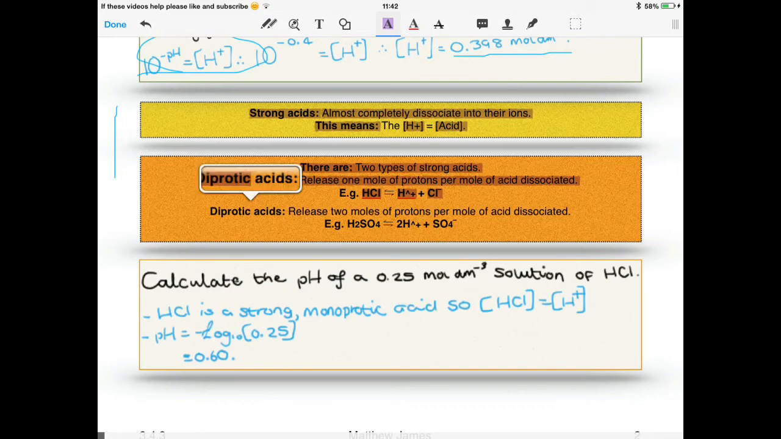Furthermore, diprotic acids release 2 moles of protons per mole of acid dissociated, and I'm sure you would have already figured out by now, the example will be sulfuric acid. H2SO4 will break up into 2 moles of protons and 1 mole of the sulfate ion. So the ratio for this is 2 to 1, so we get 2 times the concentration of hydrogen ions.